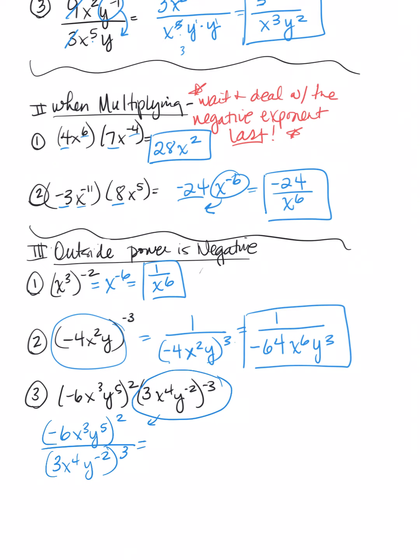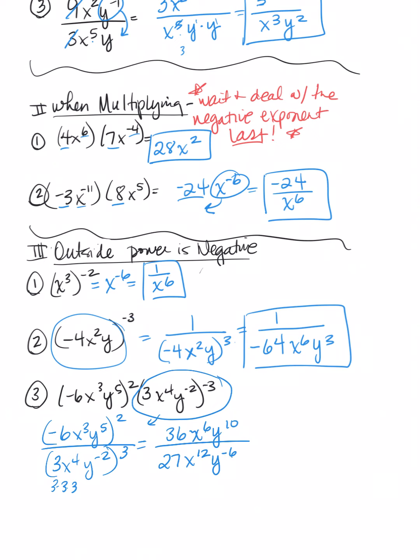So negative 6 squared is 36. X cubed squared is going to be x to the 6th. Y to the 5th squared is y to the 10th. Then on the bottom, 3 times 3 times 3 is 27. X to the 4th to the 3rd power is x to the 12th. And y to the negative 2 power times 3 is y to the negative 6th power.